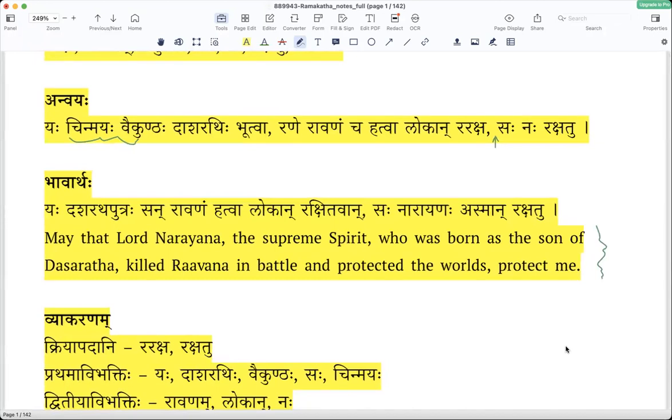The Bhavartha and Anvaya: the Bhavartha somehow tracks what you just said, whereas the Anvaya does not. Correct, yes. So the Bhavartha is slightly off track with respect to the Anvaya.